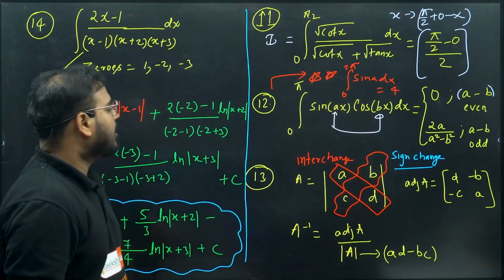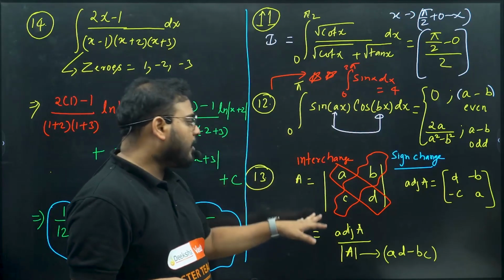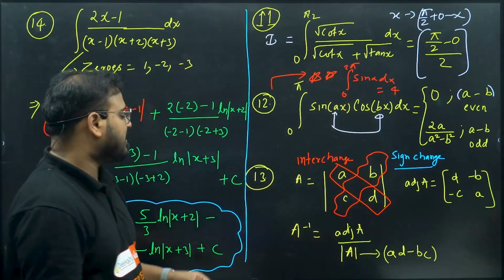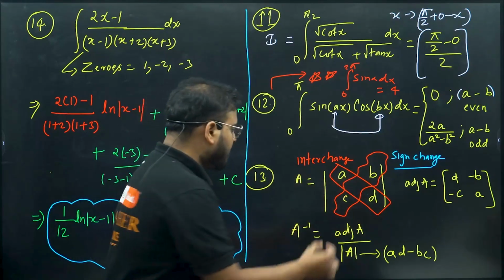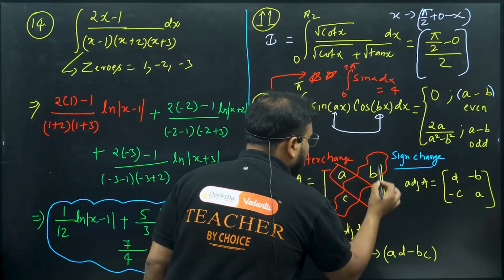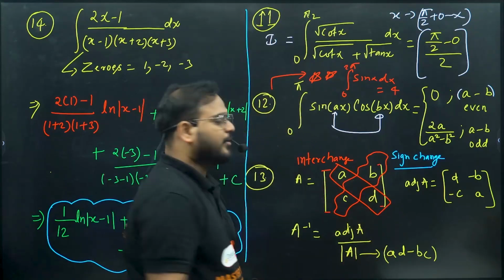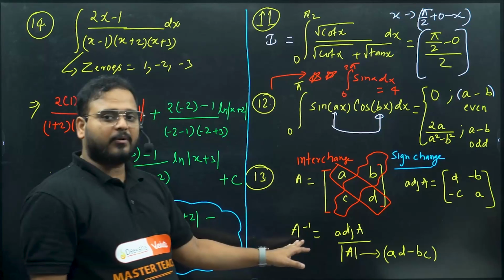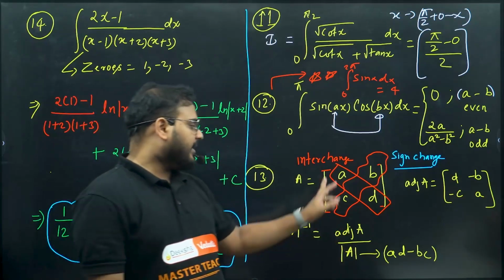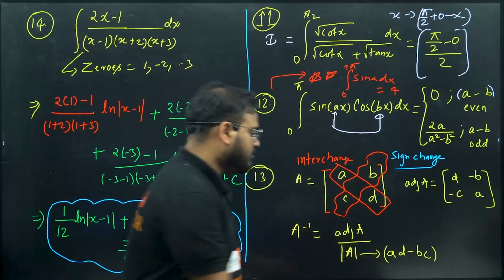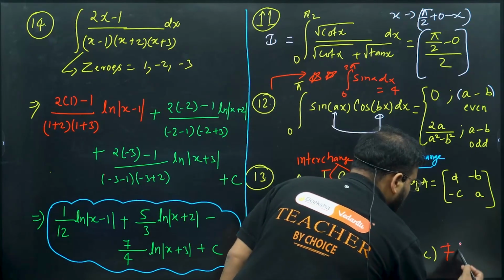Please remember this. And the 13th one: if you're looking for the adjoint of a 2 cross 2 matrix, let's say they're asking us to find the inverse. The matrix is given as A, B, C, D. I'm looking to find the inverse. What's the formula of the inverse? Adjoint of A by determinant of A. How do you find the determinant? AD minus BC. It should, of course, be non-zero.